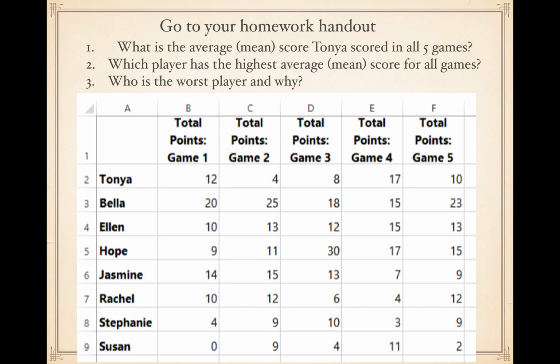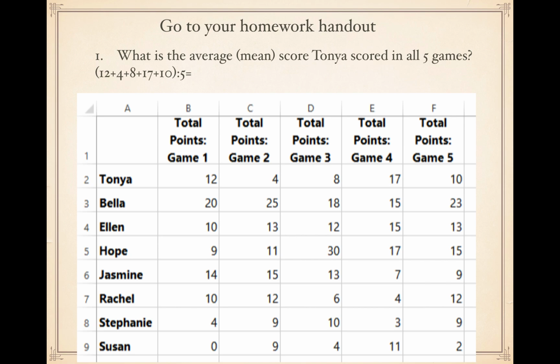Then the next one, which player has the highest average or mean score for all games? So you can look at all of these 8 people, and figure out who do you think scored the best. Okay, so look at all the numbers and then see if you can see it. And the last one, who is the worst player and why? So who do you think is the worst player and what does that mean? So think about this one, and I will give you some clues for the first question.